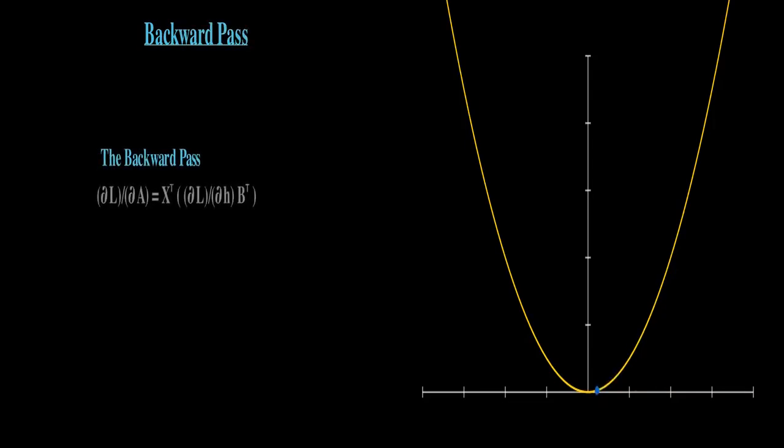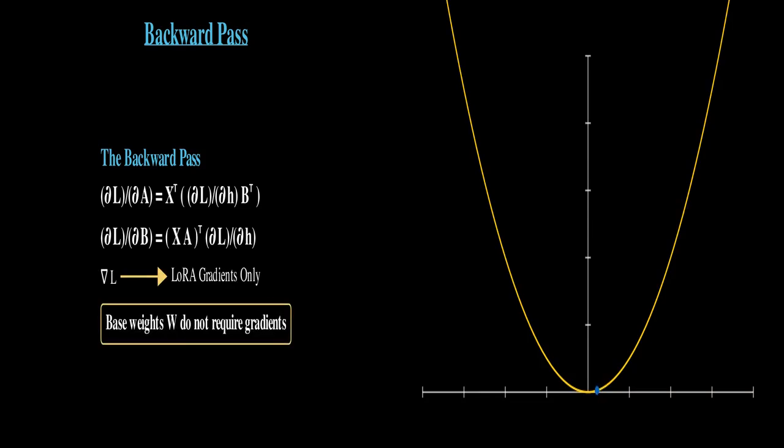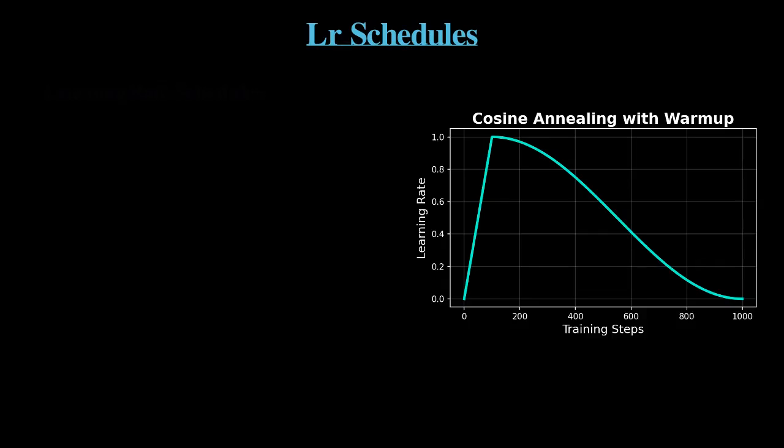Gradients flow backwards from the loss, but the base model weights are completely frozen. Unsloth's custom backward kernels calculate derivatives exclusively for the LoRA A and B matrices. By applying the chain rule, gradients for A and B are computed using the cached activations. Because the base weights W do not require gradients, we save immense amounts of memory, and Unsloth bypasses PyTorch's heavy autograd overhead.